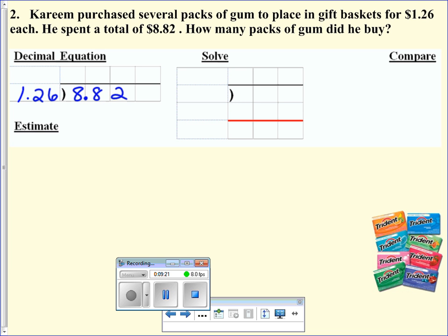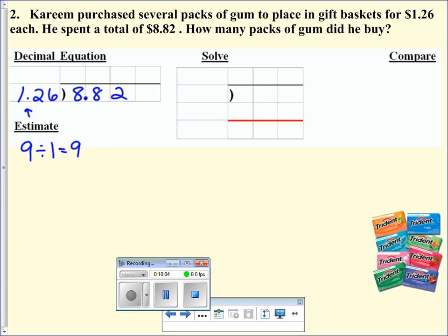And now we could estimate. So he spent about $9 divided by about $1 per pack. So he bought about 9 packs. Now I realize he did not spend $9 whole. He spent less than that. And the gums cost more than $1. So 9 is probably a little bit too high. Probably less than 9, my answer. But at least I know it should be a single digit answer, and it should be a little smaller than 9. But now we have a decimal in our divisor.